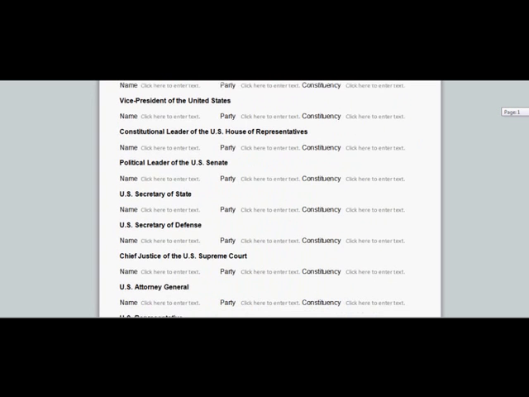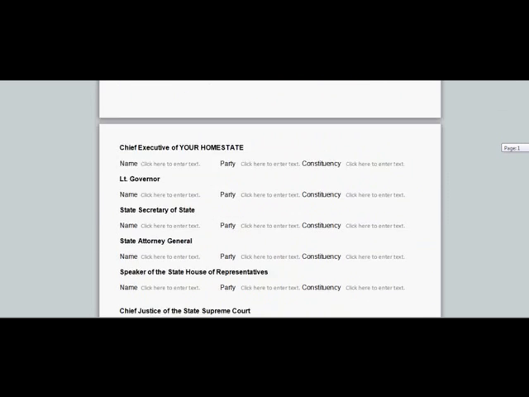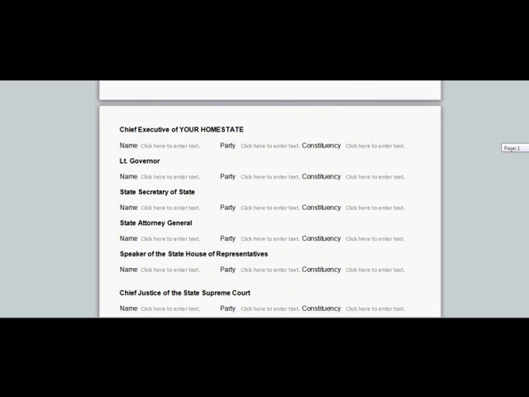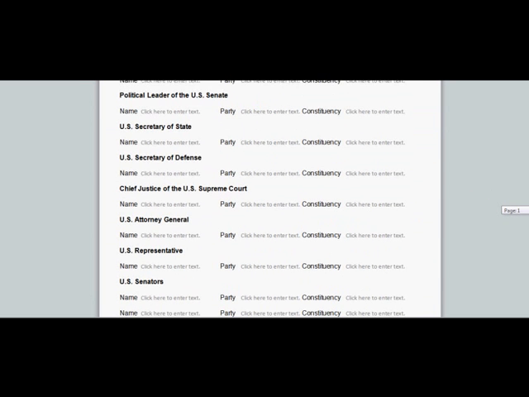As we go through this assignment, if we were to scroll down, you will notice a couple of things. I ask you for the U.S. Secretary of State. And then if we scroll down further, you'll notice that I ask you for your state Secretary of State. I also ask you here for your state Attorney General. Then as we go up, I also ask you for the U.S. Attorney General. I do this because I want you to realize that there are a group of men and women that have the same exact title, Attorney General. One represents you at the state level, and one represents you at the federal level. That's part of the reason I do this.